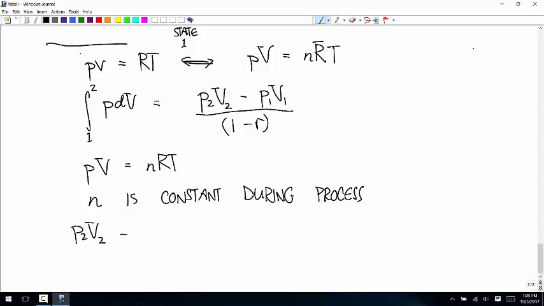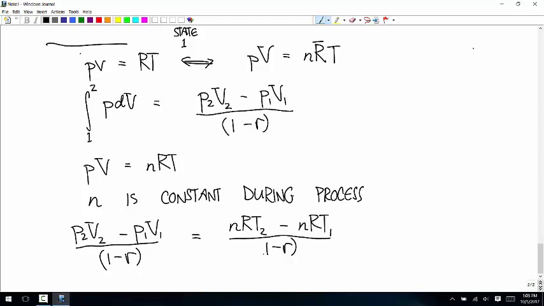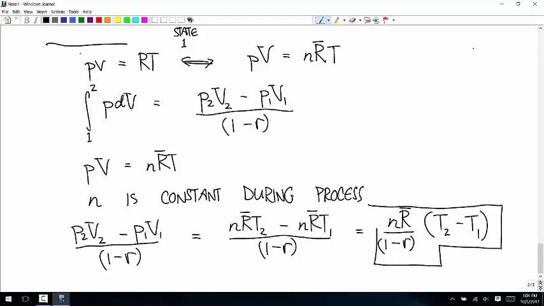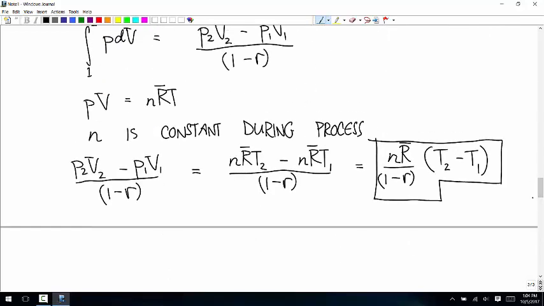So P2 V2 minus P1 V1 over 1 minus n is equal to nRT2 minus nRT1 over 1 minus n, and you can write that as the number of moles times the universal gas constant divided by 1 minus the exponent, times the difference of the final temperature minus the initial temperature. Any questions about that? So let's do one with numbers.